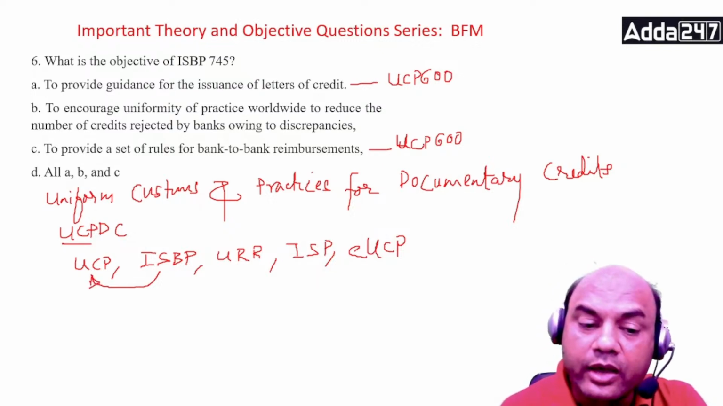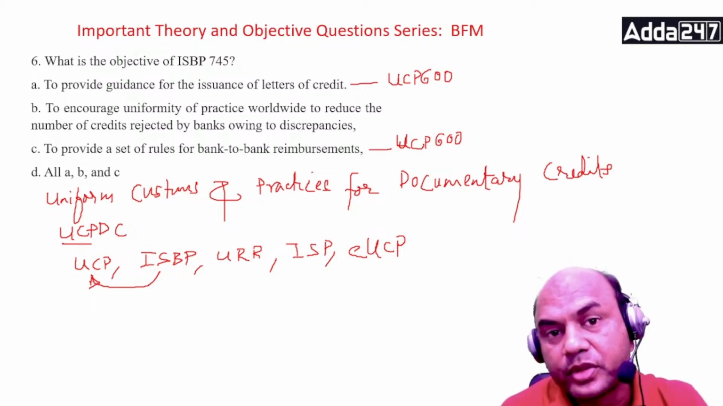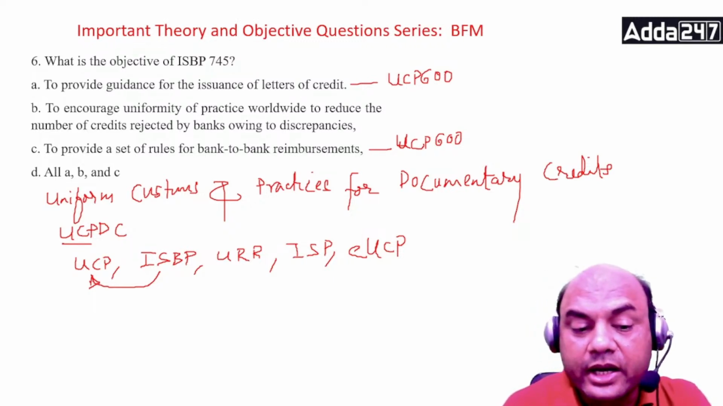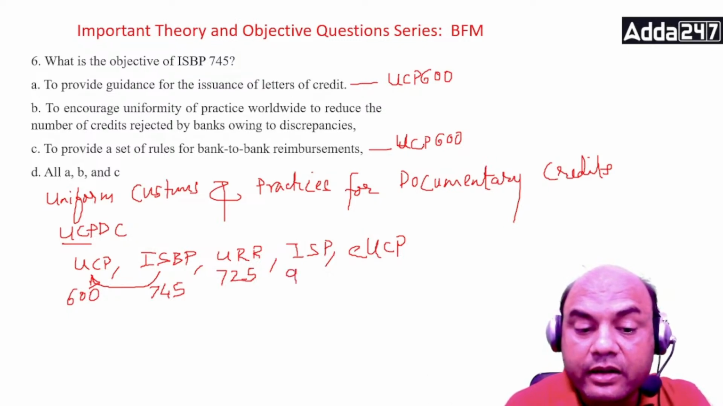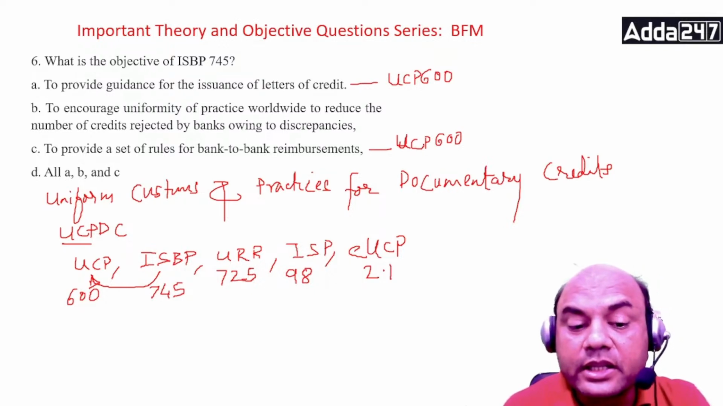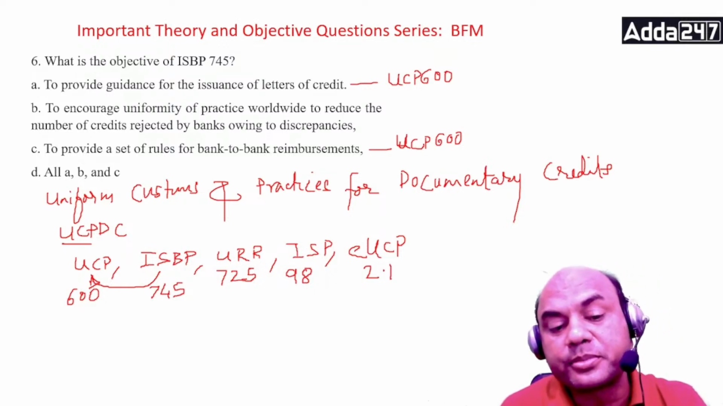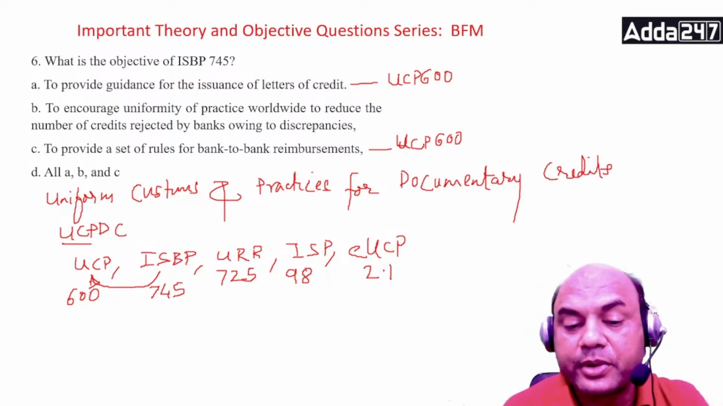URR is what? You have this in your CAIIB portion also. Uniform rules and regulations. Right now the URR going on is 725, ISBP going on is 745. These are the versions. UCP going on is 600, ISP going on is 98, EUCP is 2.1. So these are the latest versions of UCP, ISBP, URR, ISP and EUCP.